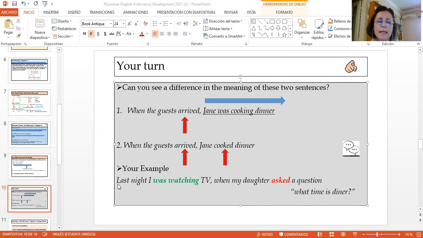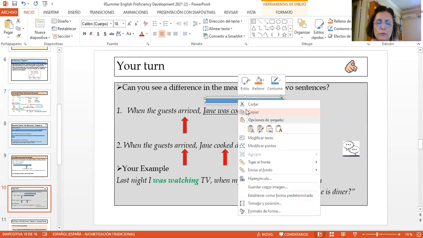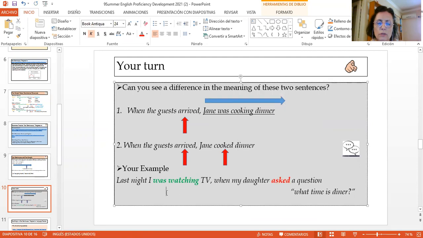So this is an action in progress. Yes, this is this arrow. Esto es una acción en progreso, in progress. When something happened at one moment, algo sucedió, algo pasó.